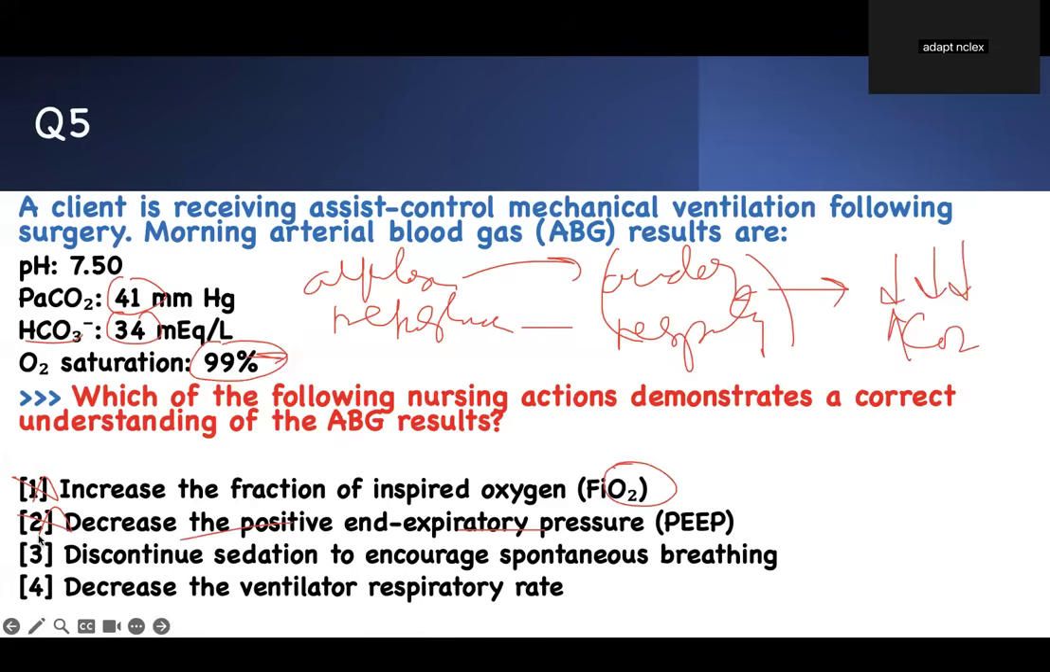Spontaneous breathing is not going to answer that question, right? We need to do what? Decrease the ventilator rate. Spontaneous breathing means you're going to breathe more, but we are supposed to decrease the respiratory rate so that our CO2 will come up and deal with the metabolic alkalosis. We want to create a situation of what? Respiratory acidosis. And respiratory acidosis is created by decreasing your respiratory rate or the ventilator rate. So 4 is your answer.